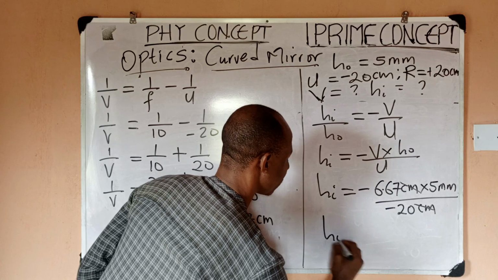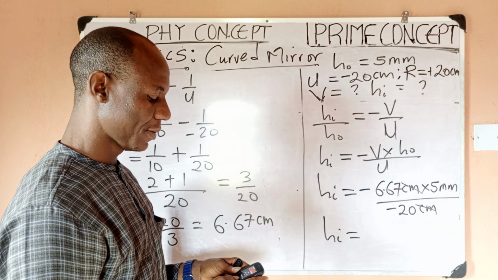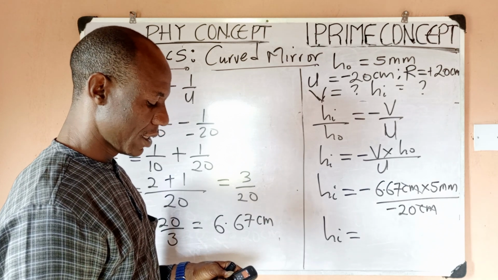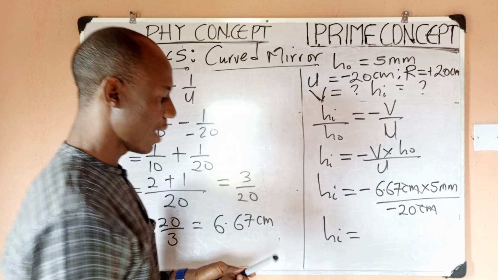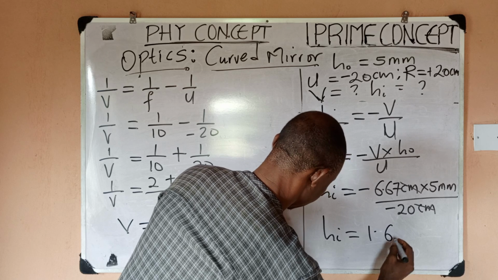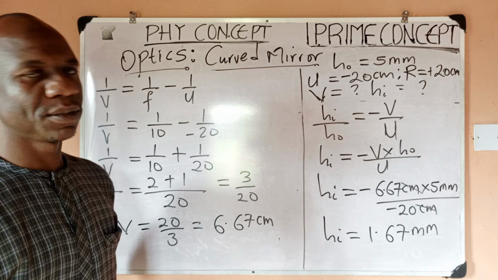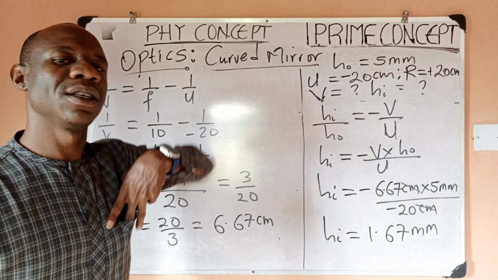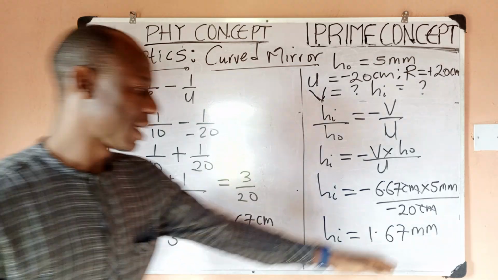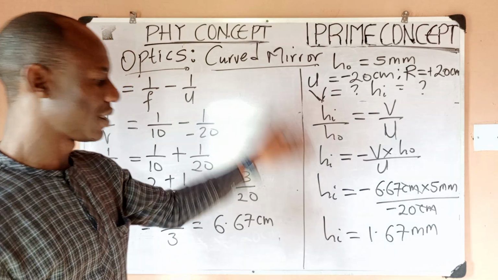So my hi, height of image. So let's multiply that and see. 6.67 times 5 divided by 20. So I have 1.67 millimeter. So my answer will still be in millimeter, and that is why it's not necessary to convert, right? But if your options are not in millimeter, at this point you can now convert to the convenient units in your option. So this is the end of this problem.